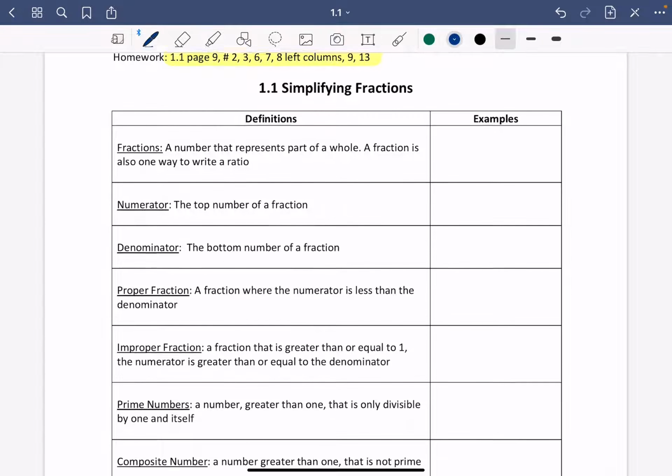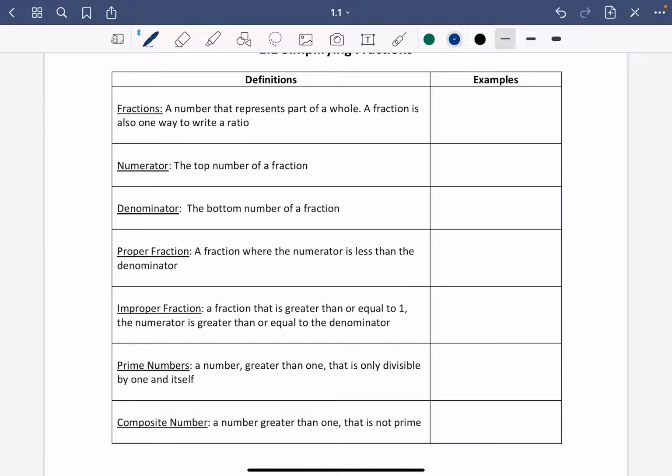Okay, so first of all, let's go over a few definitions. The first one is fractions. A fraction is a number that represents part of a whole. A fraction is also one way to write a ratio. We'll learn ratios later in chapter 4. So, an example of a fraction could be 1/4 or 3 over 6, etc.